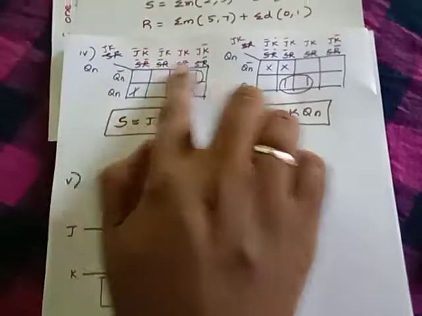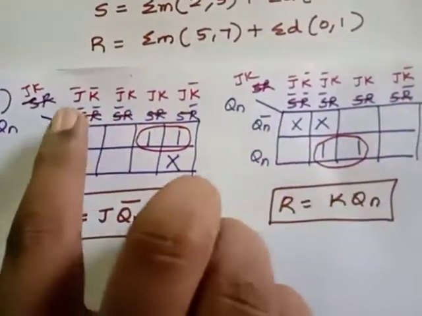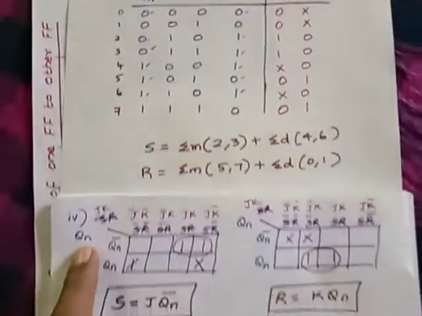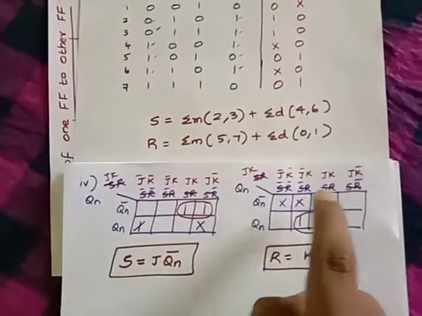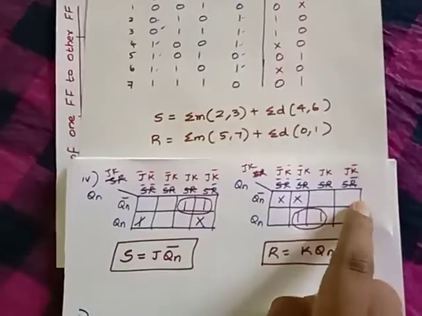Please make a correction here. I just made a mistake here. The columns available here are Qn, J and K. So here it should be Qn, JK. I just made a mistake here. Please make a correction there also.